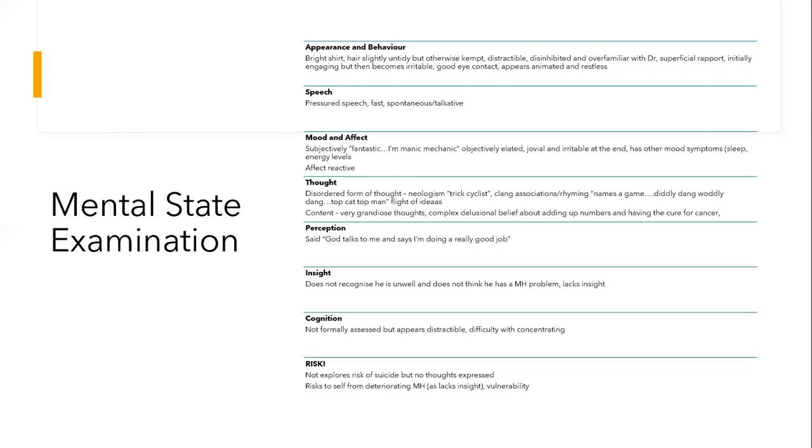In terms of thought content, so this is again, what is he actually talking about? So the themes are very grandiose. His thoughts are very grandiose. And he's got this complex, I'd say grandiose delusional belief about adding up numbers and somehow having the cure for cancer. And he's also very preoccupied about having the cure for cancer. If I wanted to, I could write in this section that he's sent letters to the Pope and the Archbishop of Canterbury and Tony Blair.